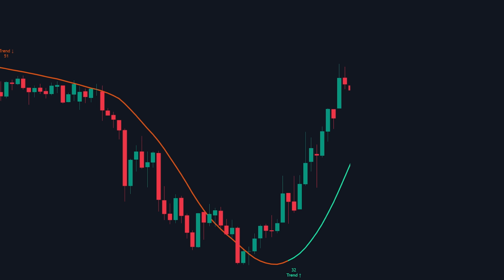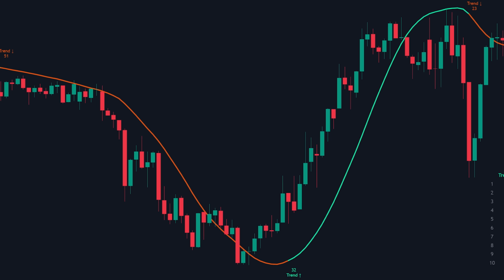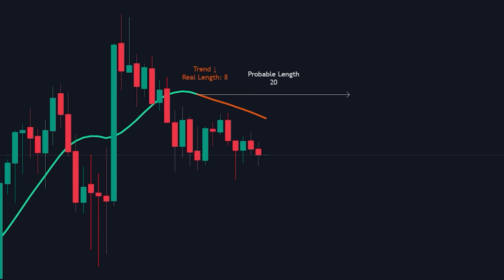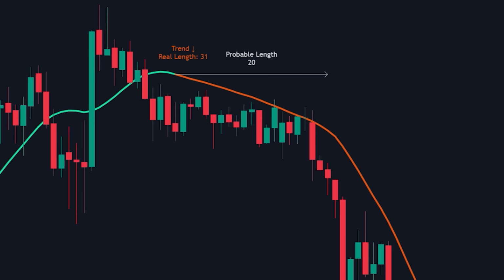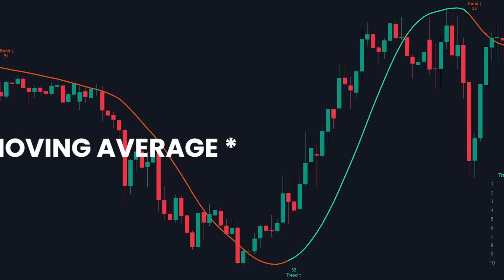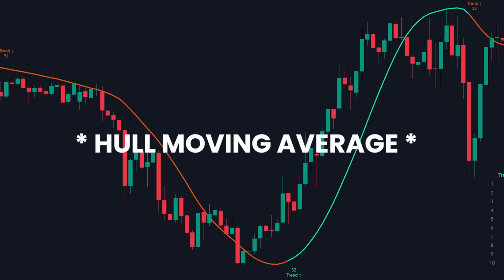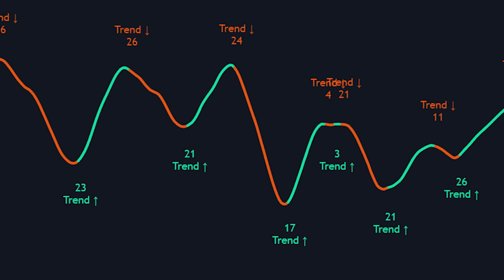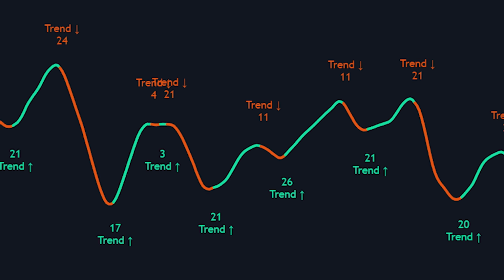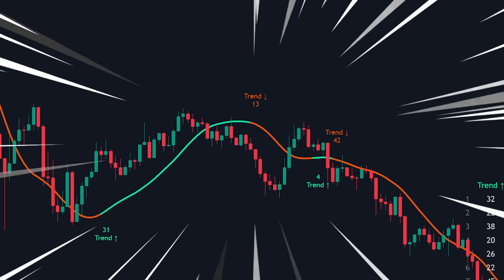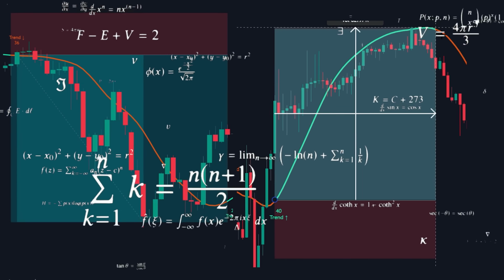Here's how this powerful tool actually works. The Trend Duration Forecast detects new trends using an HMA, Hull Moving Average, counts exactly how many bars each completed trend lasted, and then projects a likely length for the current market leg. The Hull Moving Average is a specialized indicator created by Alan Hull that eliminates almost all the lag you get with traditional moving averages while keeping the line smooth. This means it detects trend changes faster and more accurately than any standard SMA or EMA, giving us the perfect foundation for precise trend duration calculations.